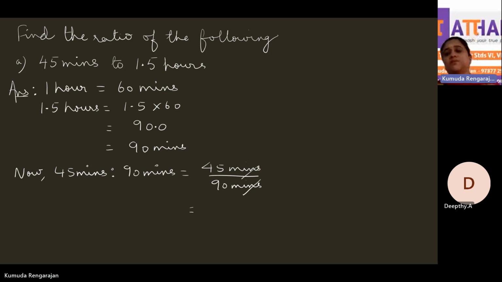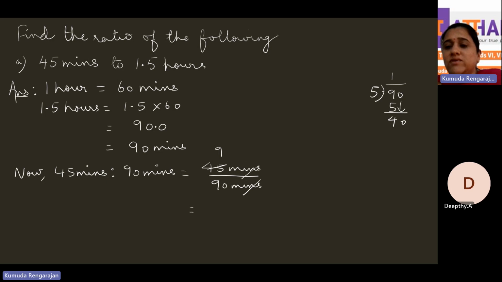Simplify. Which table are you going to use? 5. Okay, so 5. How many times is 45? 9. And then 5, how many times is 90? 5 ones are 5, 4 is the remainder, 0 comes down, 5 eights are 40. 18 times. Then again 9. 1 is 9, 2 is correct. Is it correct? So 1 by 2, or 1 is to 2.